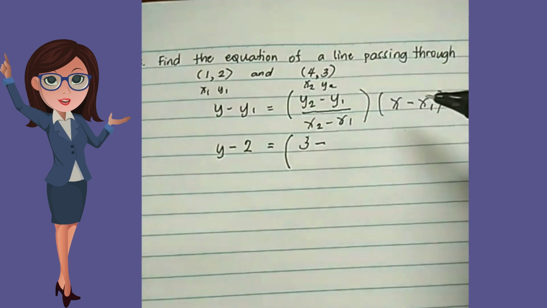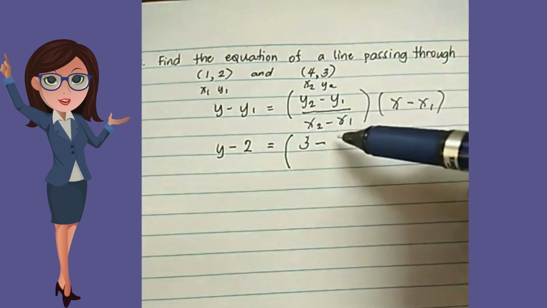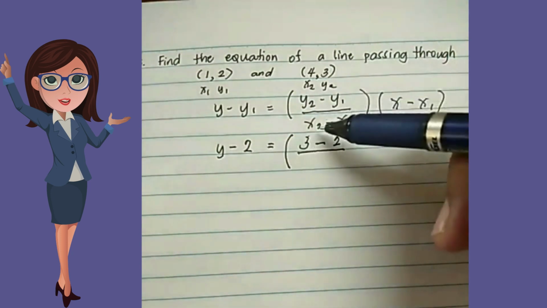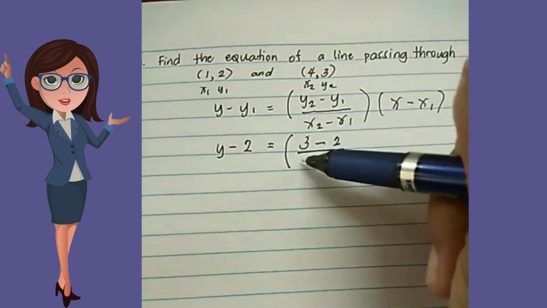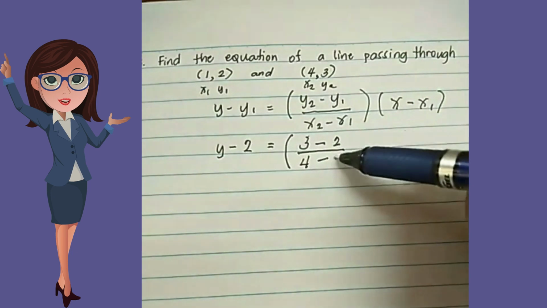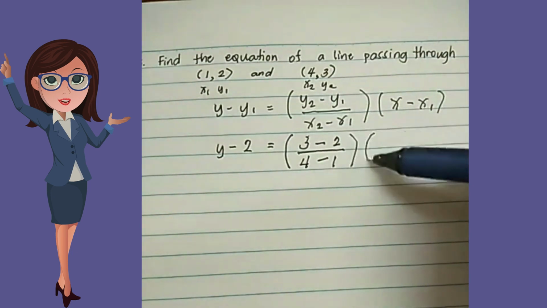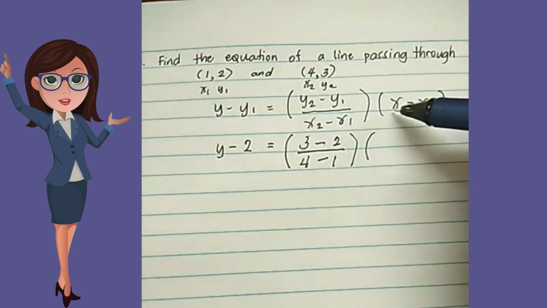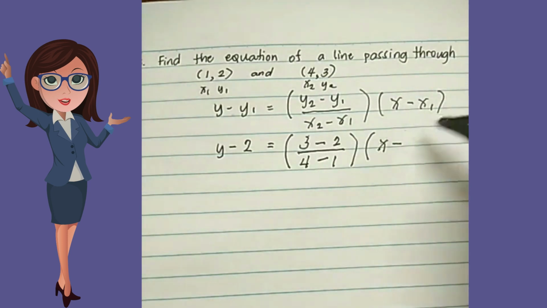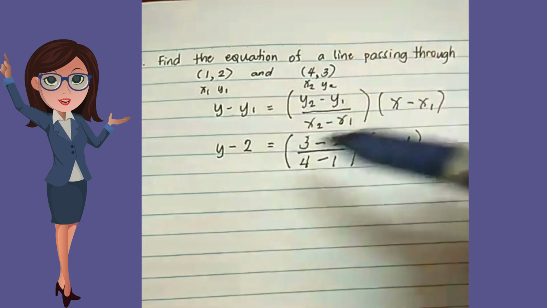Followed by the minus sign. Ang y sub 1 naman natin is 2 all over. Ang x sub 2 natin is 4 minus ang x sub 1 natin which is 1. Multiplied by the quantity x, copy natin ang x, minus ang value ng ating x sub 1 which is 1. So now we can now simplify.